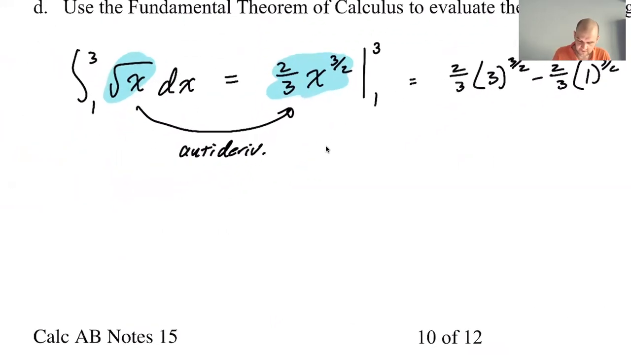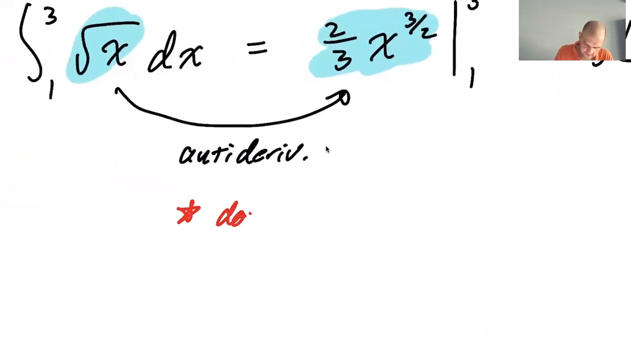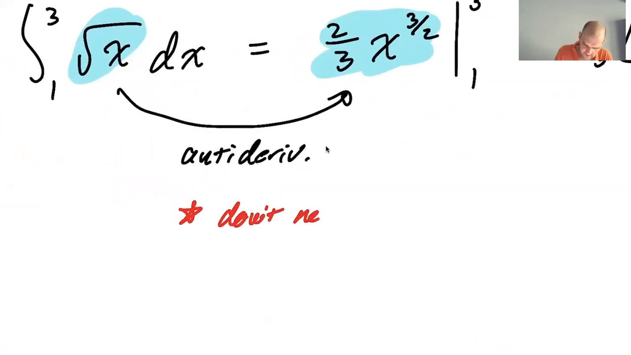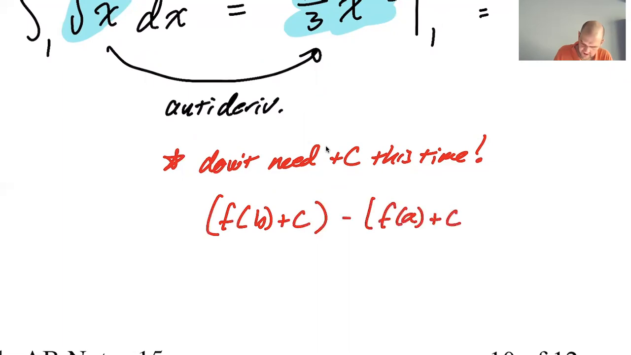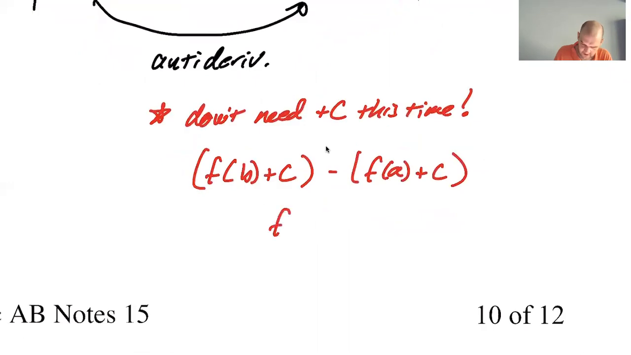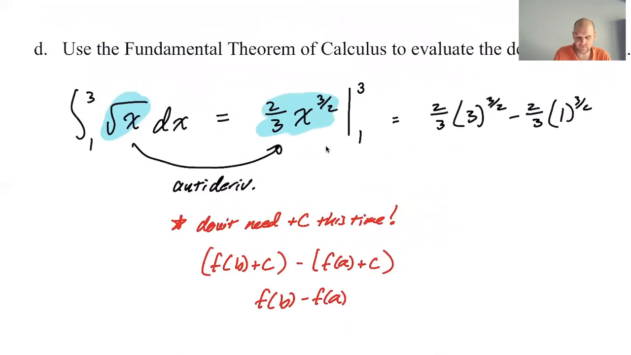Now, why don't you need plus c in this case? This is important info here. So what color? Red, I guess. You don't need plus c this time, or any time when you're doing the fundamental theorem, because if we do F of b plus c minus F of a plus c, no matter what c is, this is always just going to be F of b minus F of a. So we don't bother ourselves with plus c when we're using the fundamental theorem.